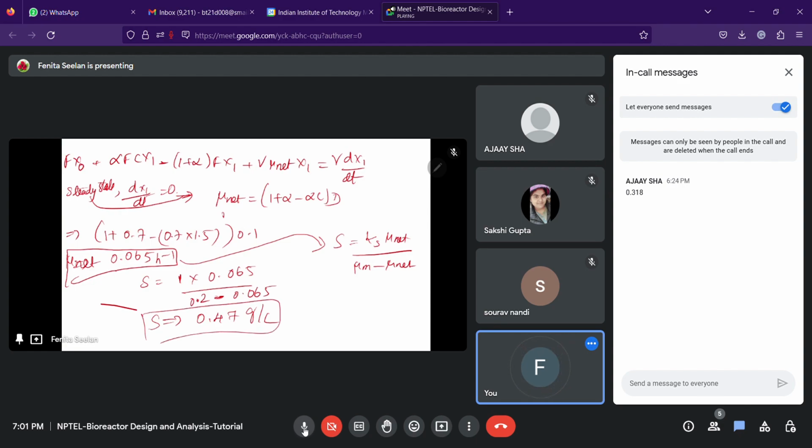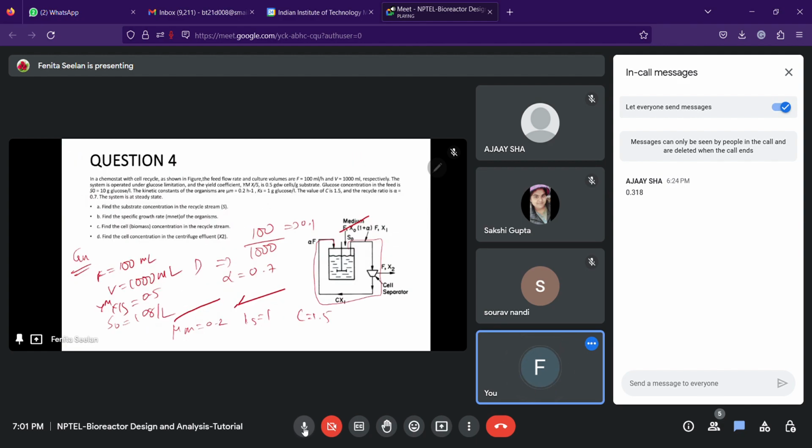So we just found the substrate concentration in the recycle stream. We also found the specific growth rate, the chemostat rate, which is mu net. The organism is also found. So we solved A and B together. The next would be to find the cell or biomass concentration in the recycle stream.